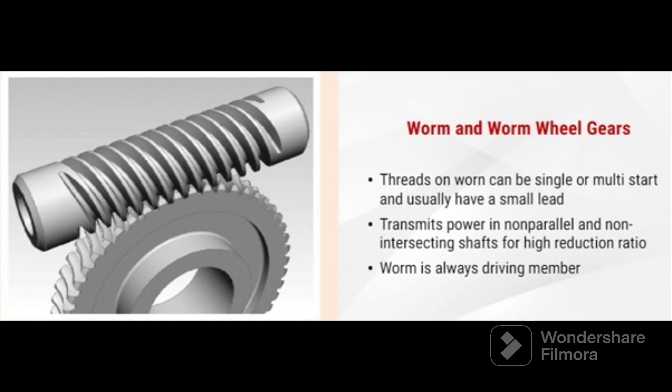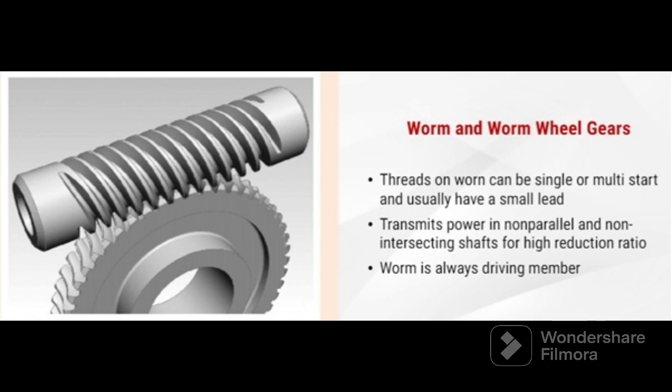Let's learn about worm and worm wheel gears. Worm and worm wheel gears. The worm is in the form of a threaded screw which meshes with the mating wheel known as the worm wheel. The threads on the worm can be single or multi-start and usually have a small lead.